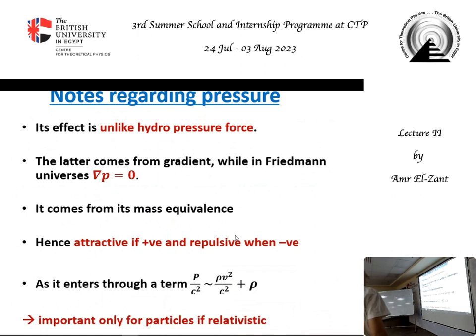Huh? And it's only for relativistic things because it comes like that, rho v squared over c squared. So if v is small compared to c against rho, this is very small compared to that. So it's only for relativistic things. It's not for normal matter, where v over c is small. Okay, so this is the important bit about the pressure.